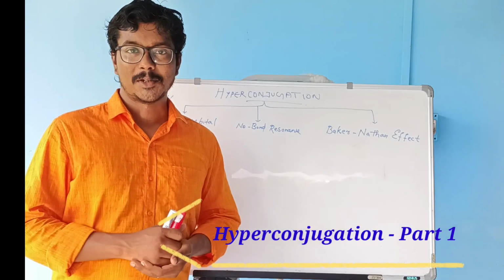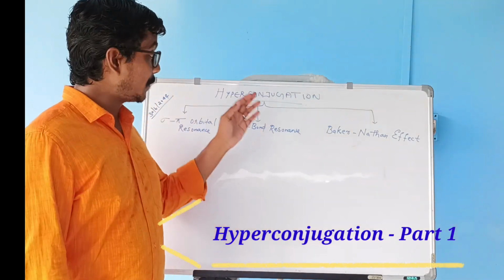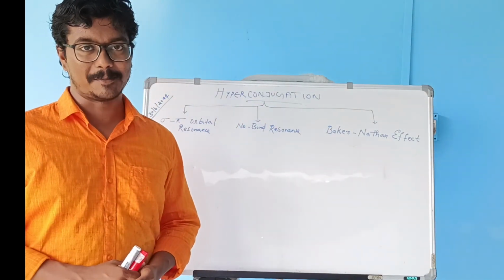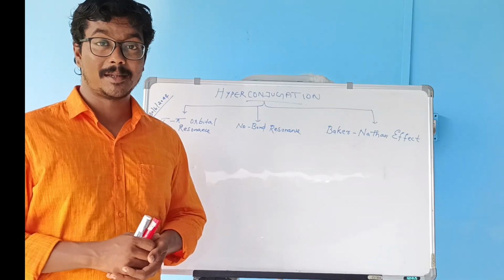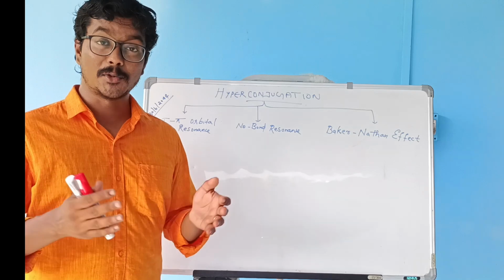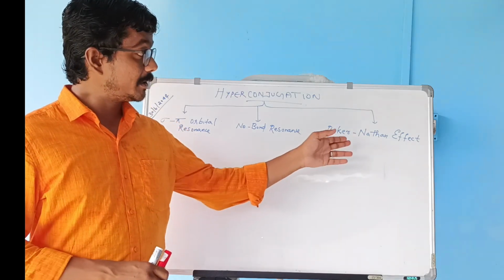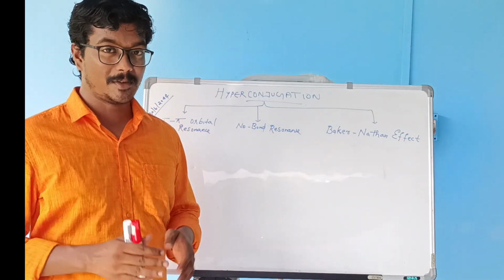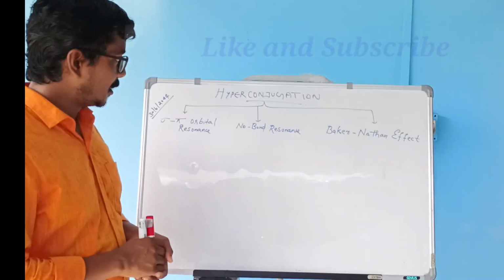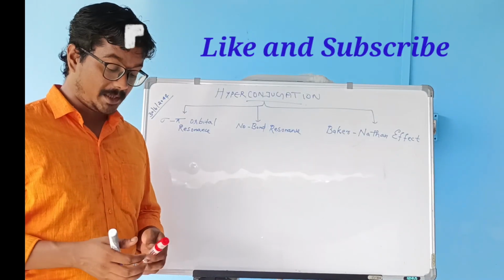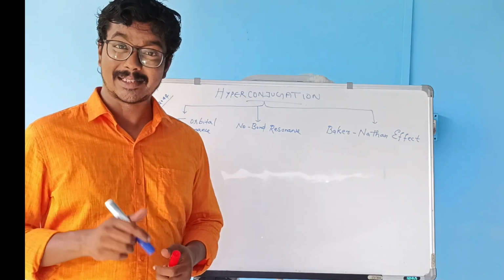My dear students, today we are going to discuss the topic hyperconjugation in organic chemistry. Hyperconjugation is also known as sigma-pi orbital resonance, no-bond resonance, or the Baker-Nathan effect. So we will discuss in detail all these alternative names also. Before moving to the topic, we must understand certain terms.